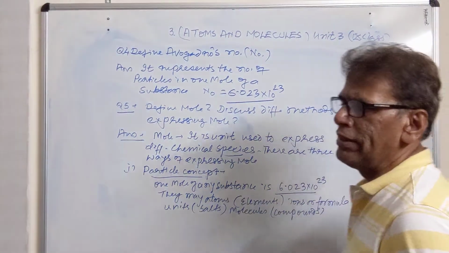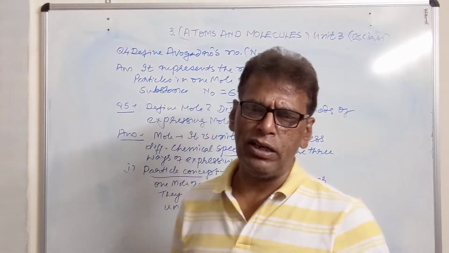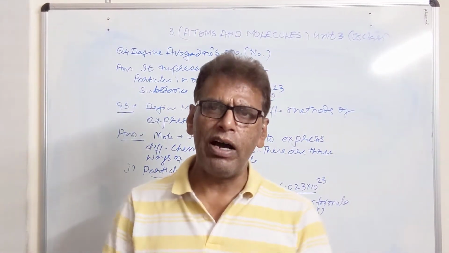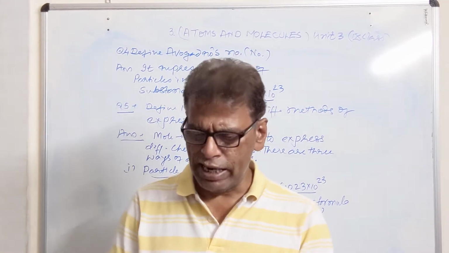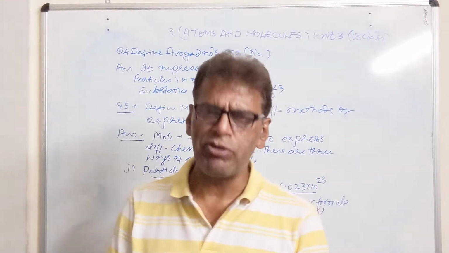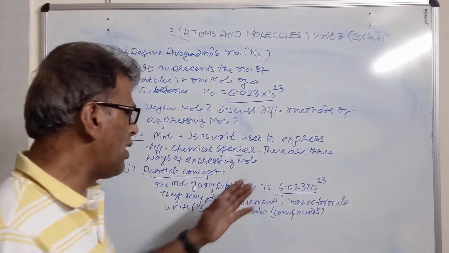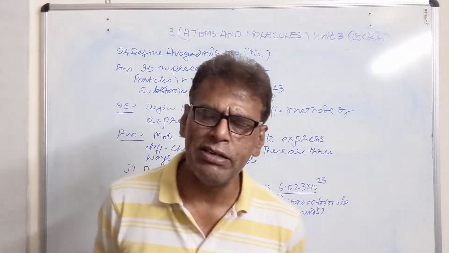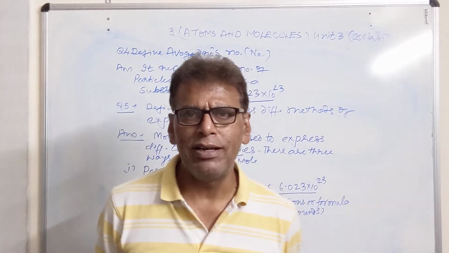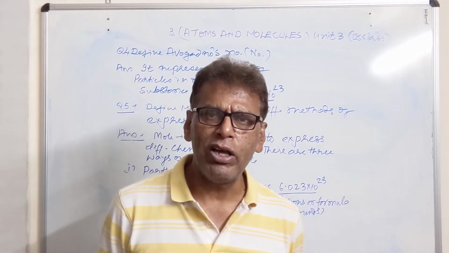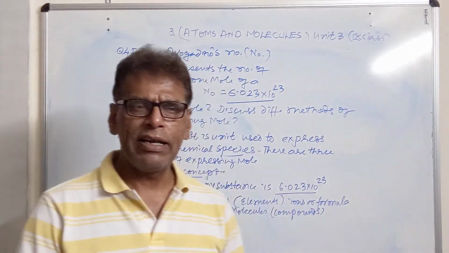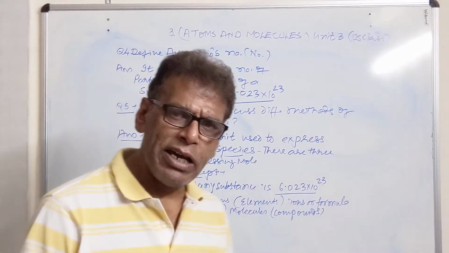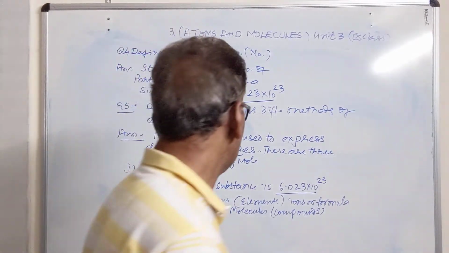So 1 mole of any substance is similar to 1 dozen of things, which means 12 things. Similarly, if we talk about 1 mole in terms of chemistry, that will contain 6.023 into 10 raised to power 23 particles, as the case may be. They may be atoms, molecules, or ions. So in case of the element, this number belongs to atoms. In case of the molecule, it belongs to molecules. And in case of the ionic substances, it belongs to formula units. The number will not change, but the name of the species will change.